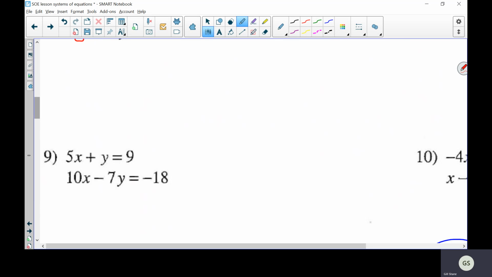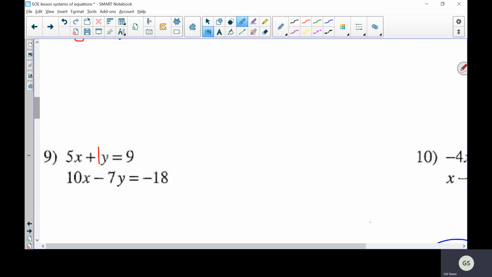I want to ask people what they would do in this problem. Somebody's probably going to get it for us. So everybody look at number 9. Again, we want to multiply and get the same number in front of one of the variables, either the y or the x, because right now we don't have it. We've got a 1 in front of this y and a 7, or really a negative 7, in front of this. We've got a 5 in front of the x and a 10 in front of the x. We need the same number. What can we do?